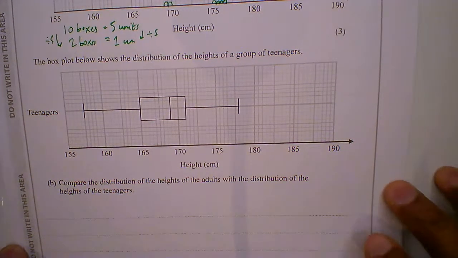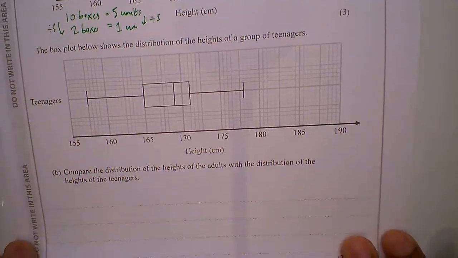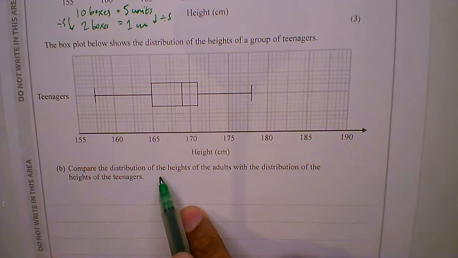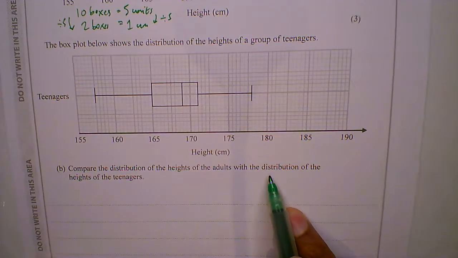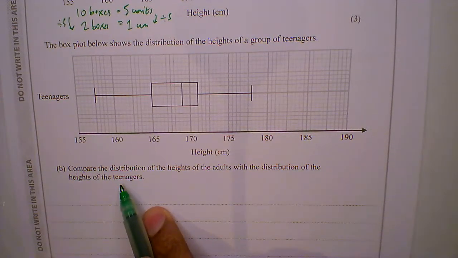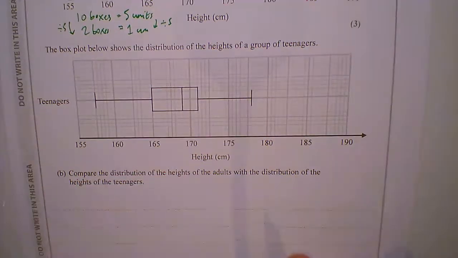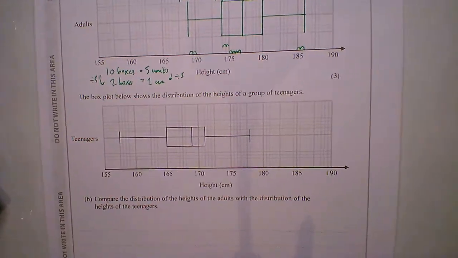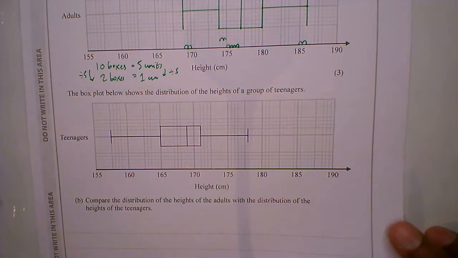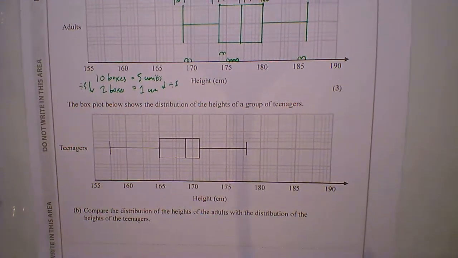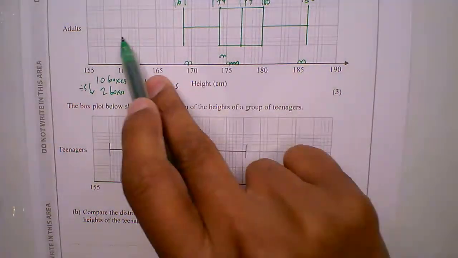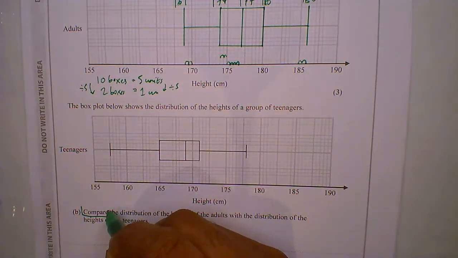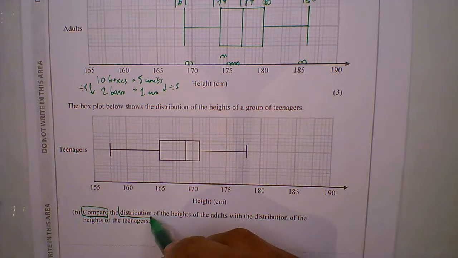Okay, so let's look at this question. It tells us to compare the distribution of the heights of the adults with the distribution of the heights of the teenagers. I'm just going to zoom out a little bit so that we can have it all on the screen. I've got adults here at the top, and I've got teenagers there. I've got to compare the distribution.